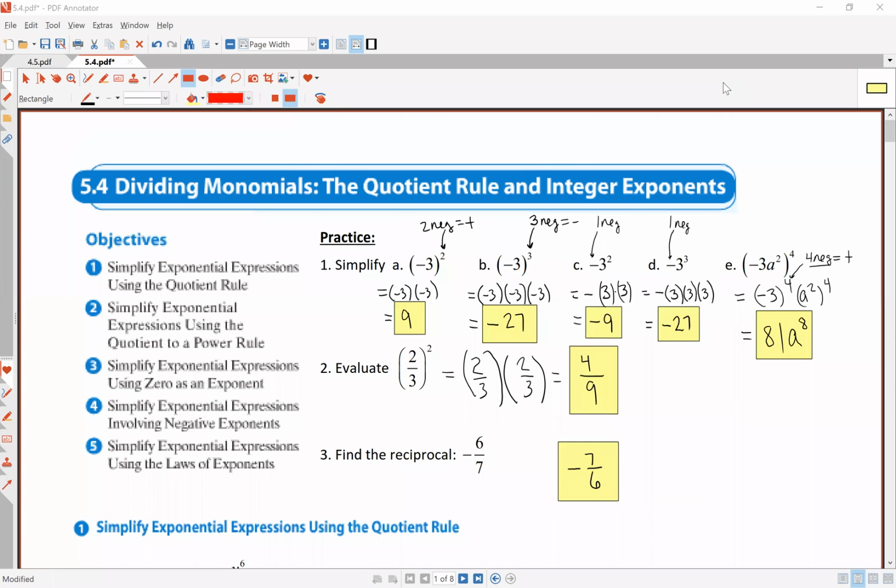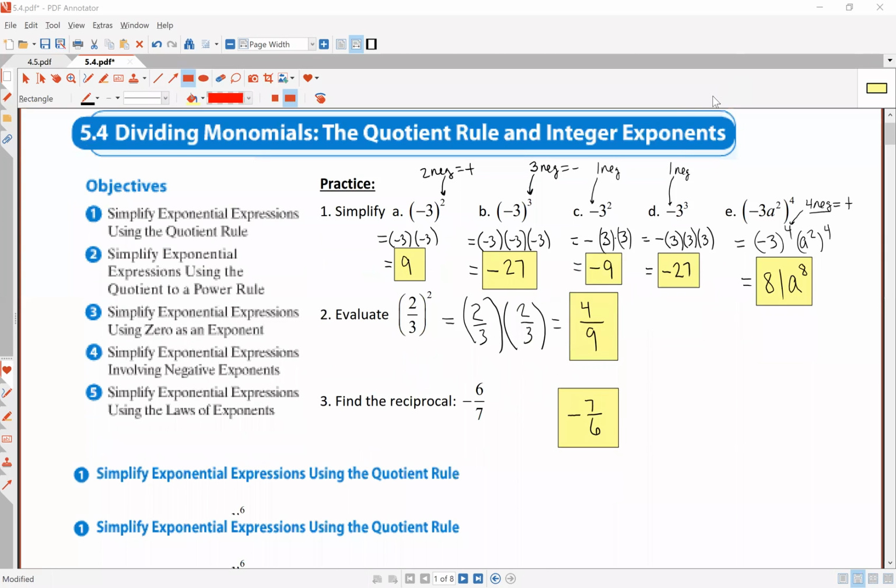This video covers section 5.4, dividing monomials, the quotient rule, and integer exponents. Objective 2, simplify exponential expressions using the quotient to a power rule.